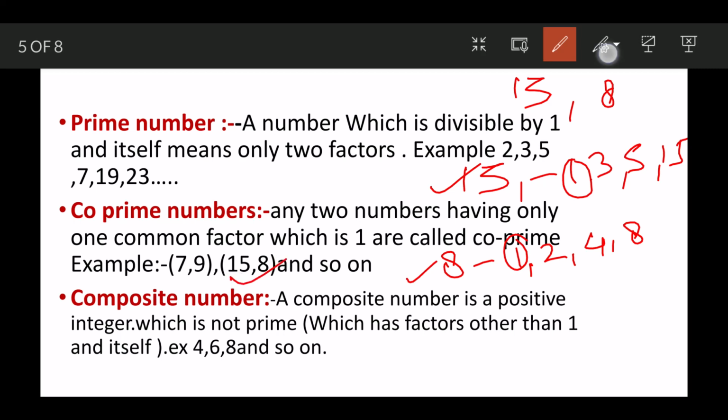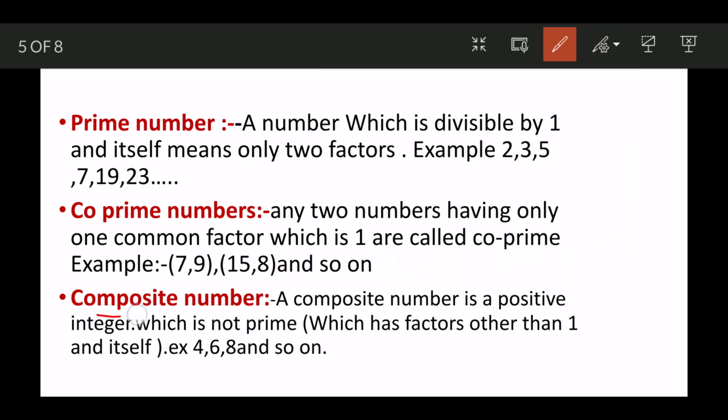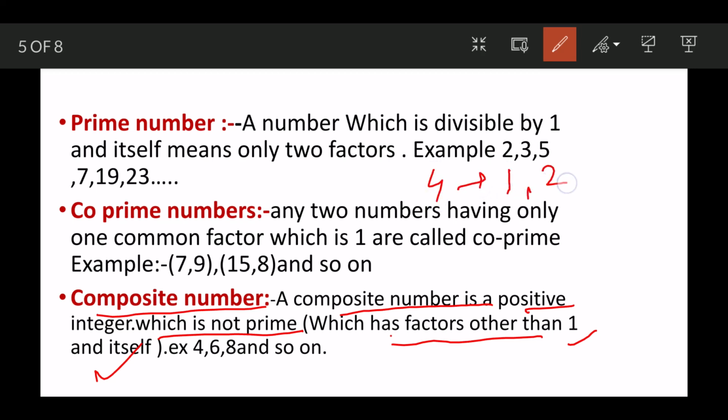Moving to the next, composite numbers. A composite number is a positive number which is not prime. Means it has factors other than 1 and the number itself. Let's take an example like 4. If we write factors of 4, 1, 2 and 4. So it has more than two factors.